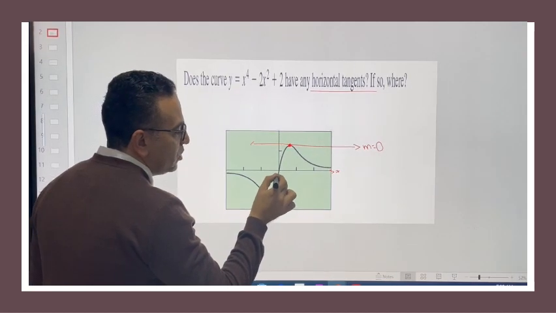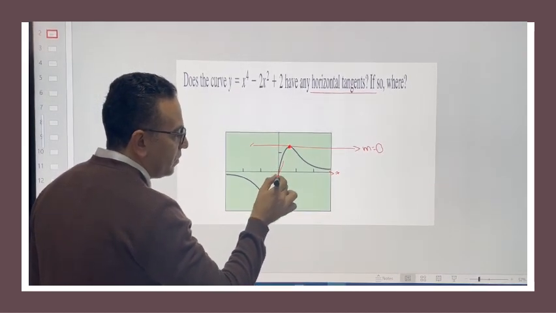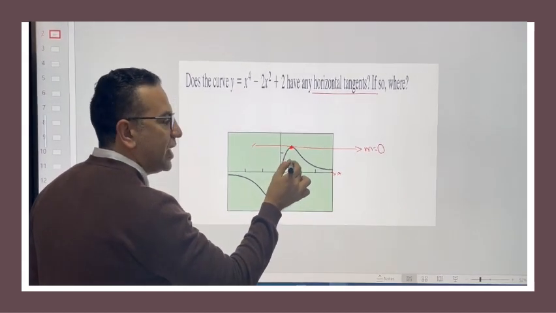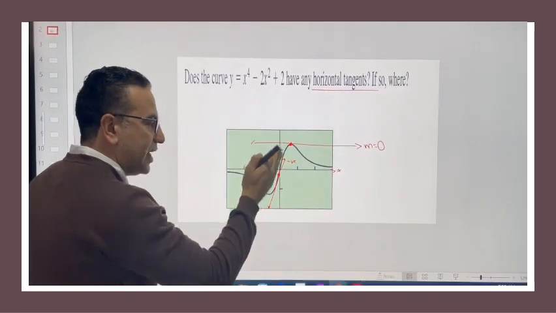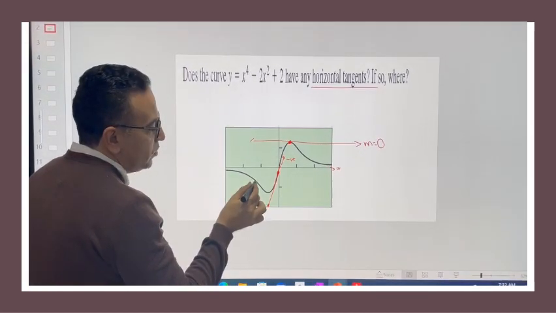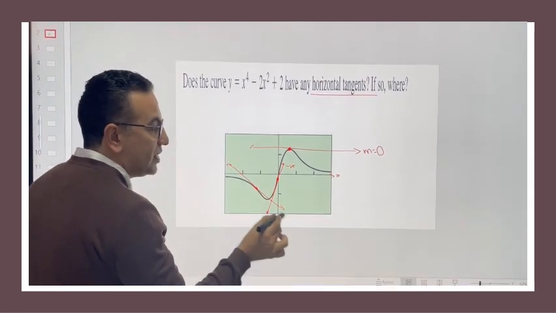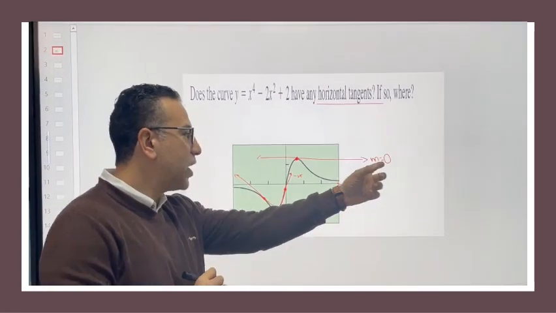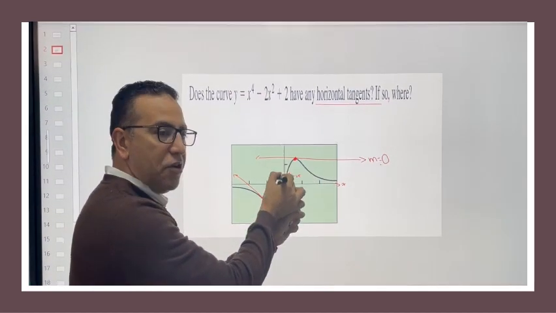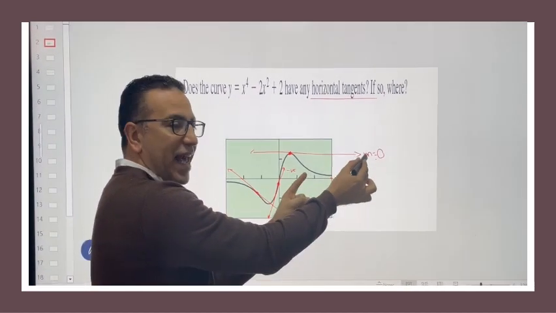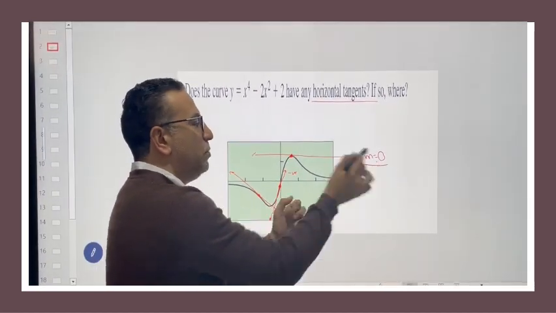What if I draw a tangent to the curve at this point? The slope is going to be positive because it's increasing. What if I draw a tangent at this point? The slope is going to be negative because it's decreasing. So I'm looking for the point on the curve where, when I draw a tangent, its slope will be 0.